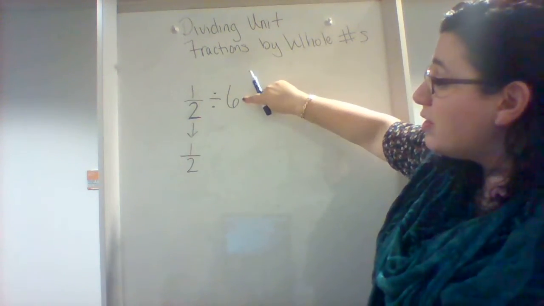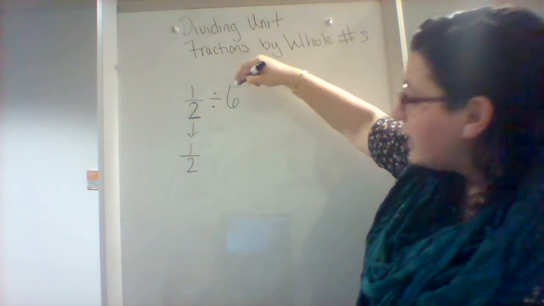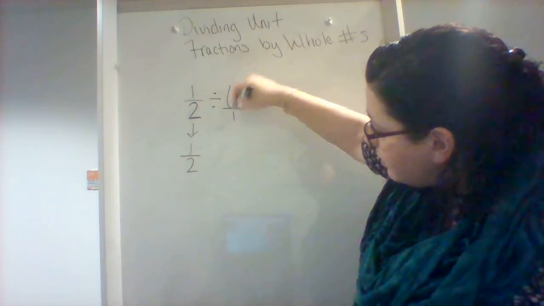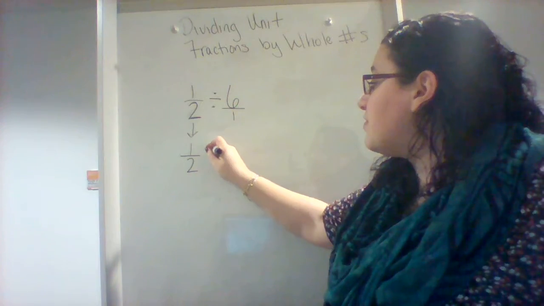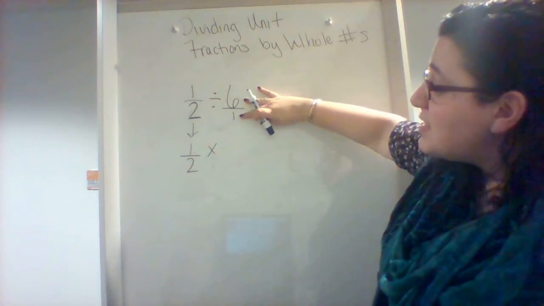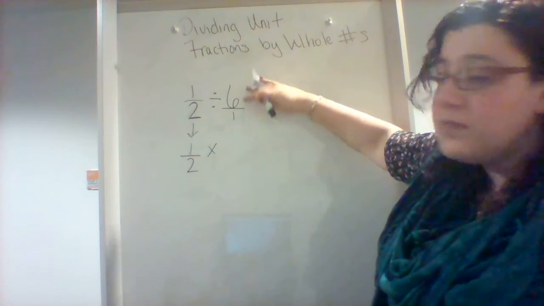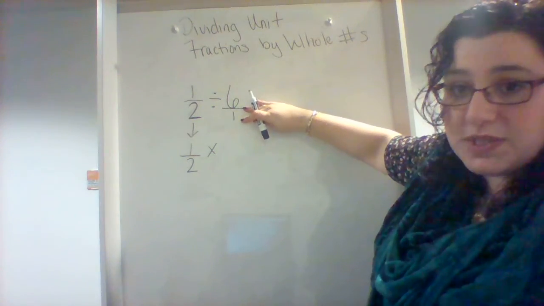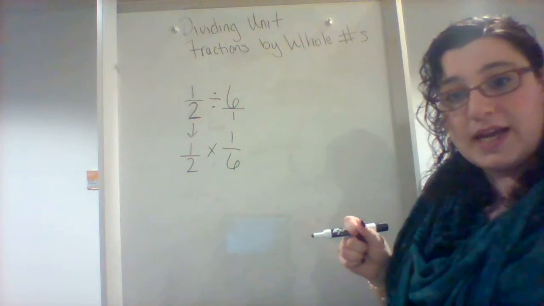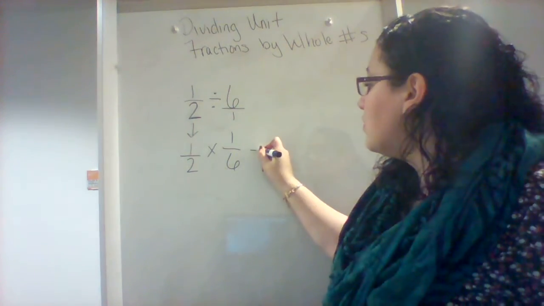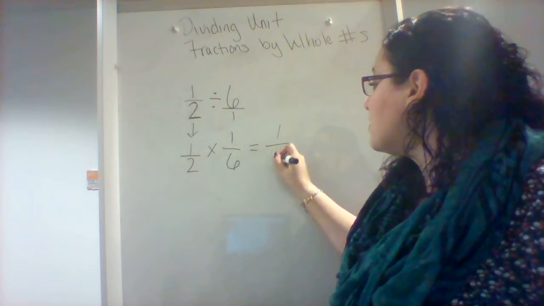Now, this number is a whole number. It's not a fraction, but I can do the same thing. I'll just put it over 1. So now it's an improper fraction. And I'll change my division to multiplication, and then I'm still going to use the reciprocal. So if this is 6 over 1, the reciprocal would just be 1 over 6. And I can multiply straight across. So 1 times 1 is 1, and 2 times 6 is 12.